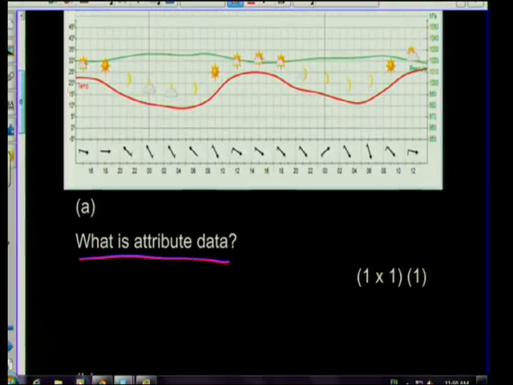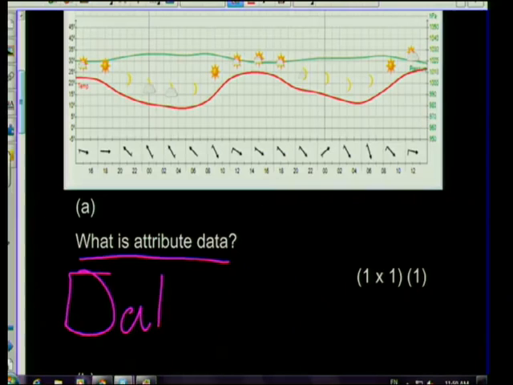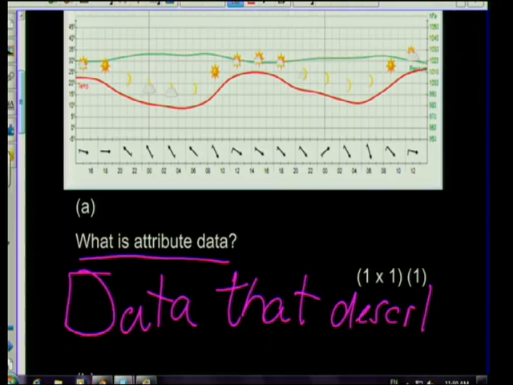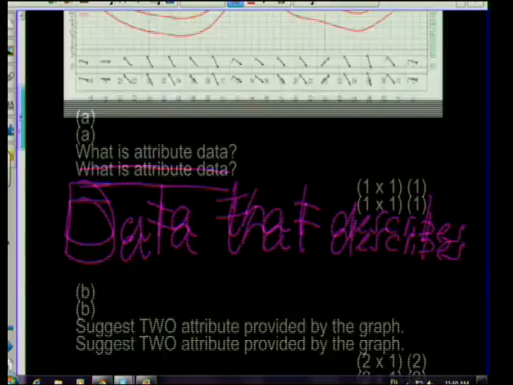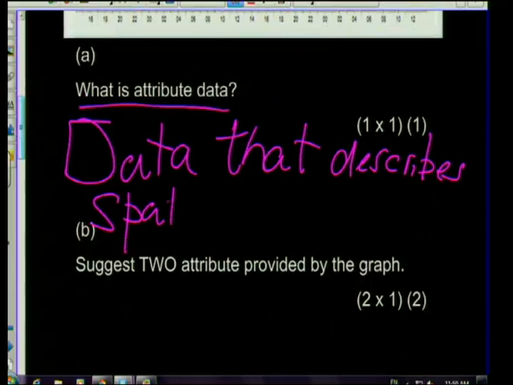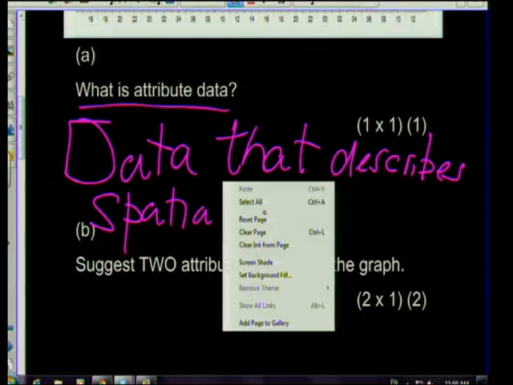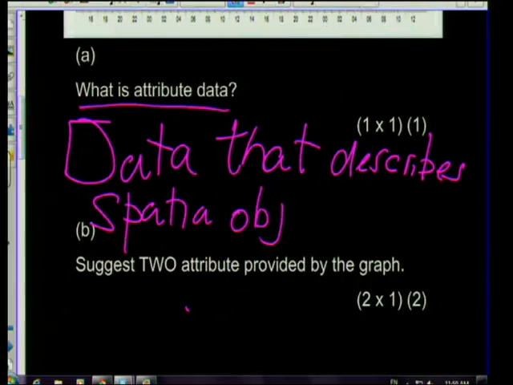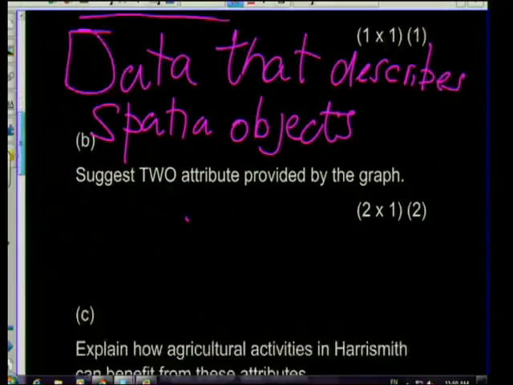What is attribute data? As we've established, I want you to reinforce this concept. Attribute data is descriptive data. It describes the type of spatial objects that we are dealing with. So, what is attribute data? Data that describes spatial objects. Let's look at the next question.